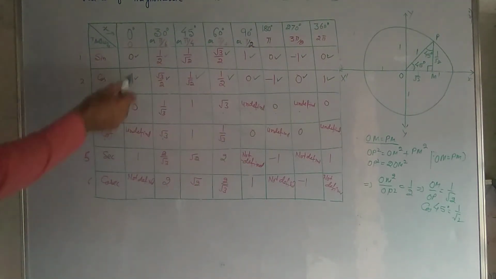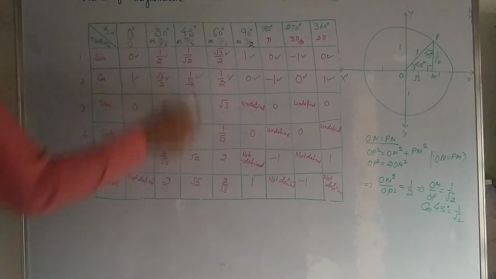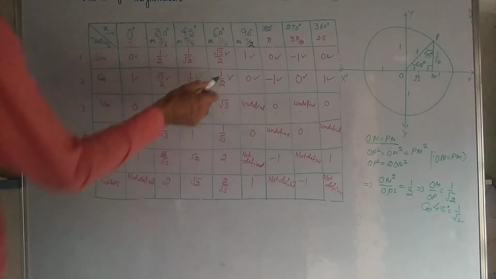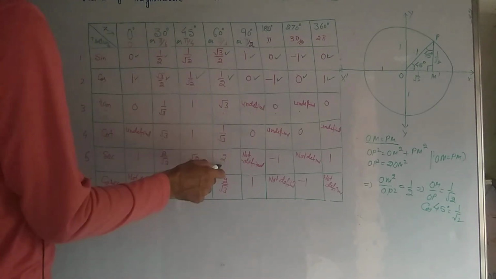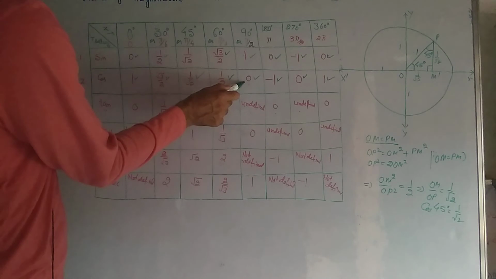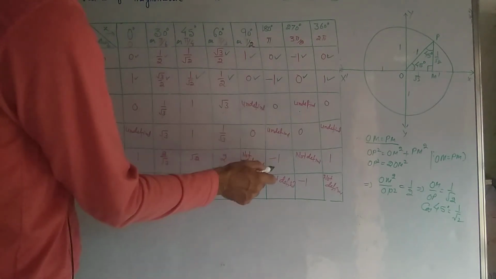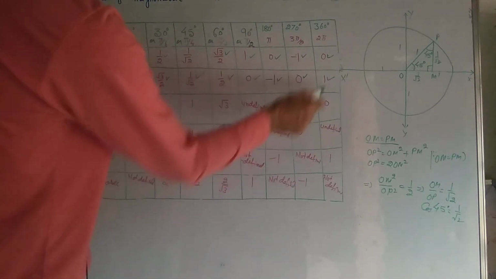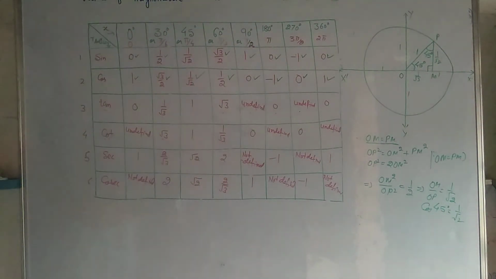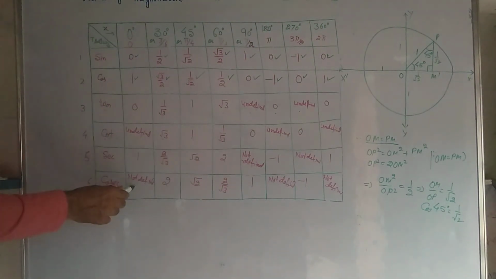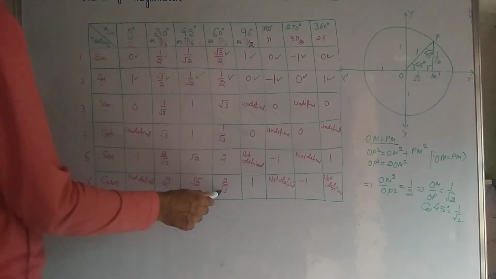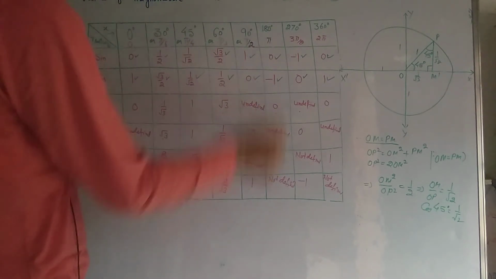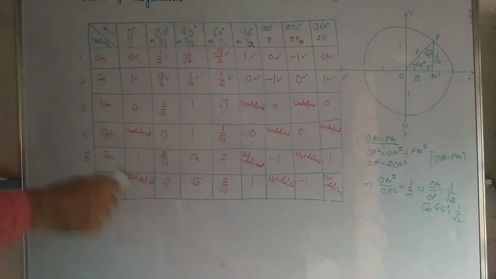Secant is the reciprocal of the cos, so 1, 2 upon root 3, root 2, and the reciprocal of 1 upon 2 is 2. The reciprocal of 0 is not defined, minus 1 upon minus 1, again this is not defined. And similarly the cosecant value at 0 degree is not defined, 30 degree 2, 45 degree root 2, 60 degree 2 upon root 3, 90 degrees 1, 180 degree not defined, 270 degrees minus 1, and at 360 degree not defined.